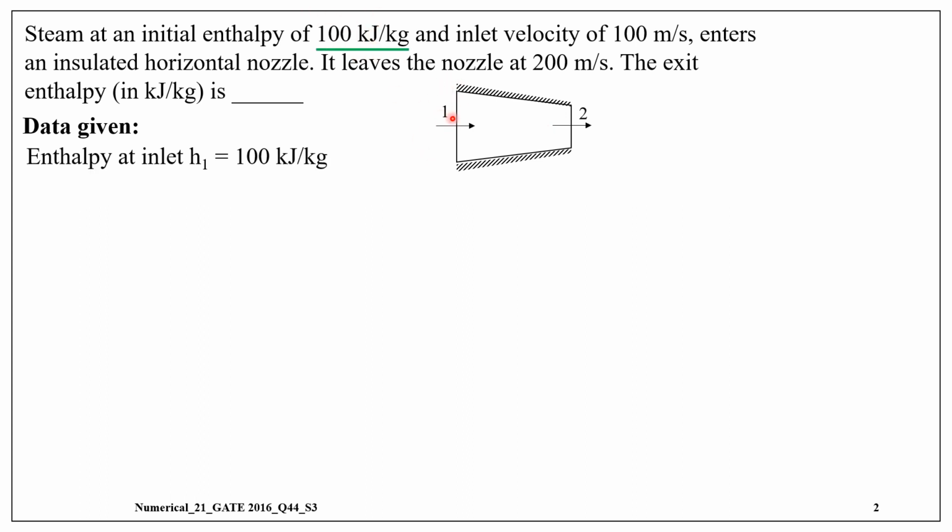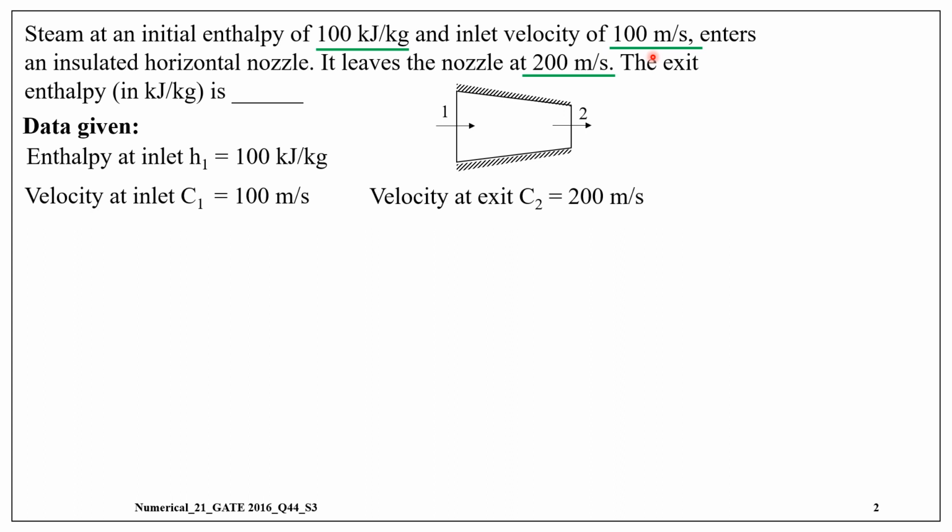enthalpy at the inlet, velocity at the inlet, velocity at the exit, and we need to find the exit enthalpy denoted by the symbol H suffix 2.